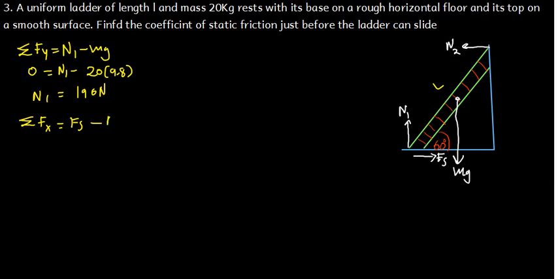Now looking at the net forces in the x, we have got the static friction, and then minus N2. So the net force, of course, is going to be 0, and that will be static friction minus N2. Taking N2 to the other side, N2 is going to be equal to static friction.